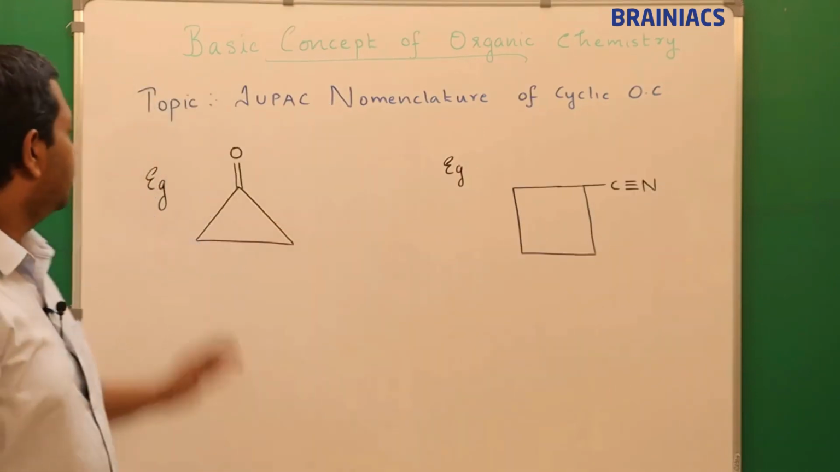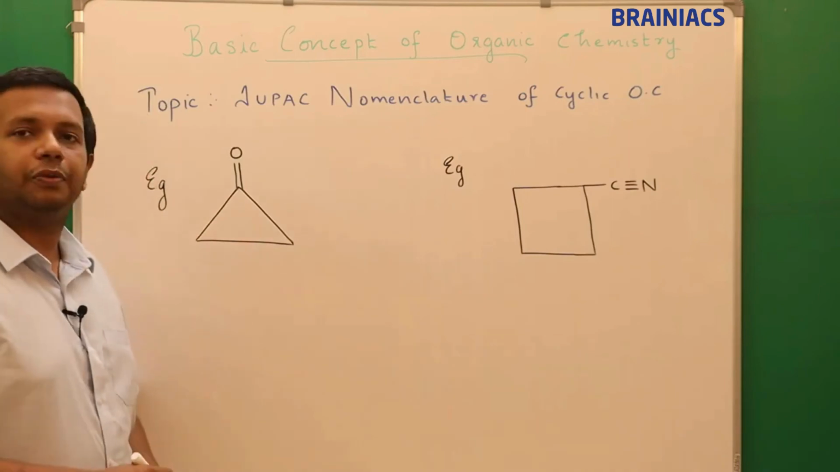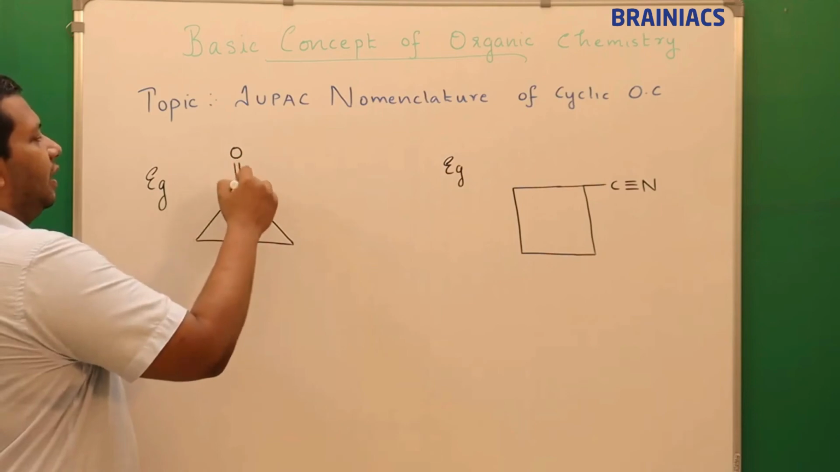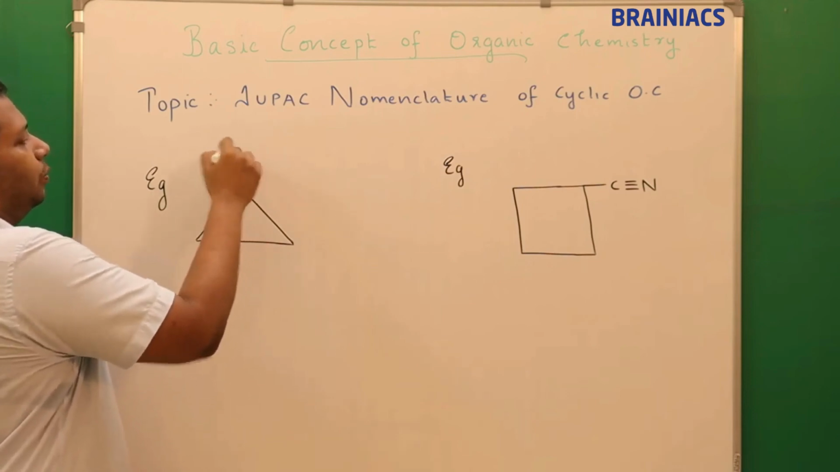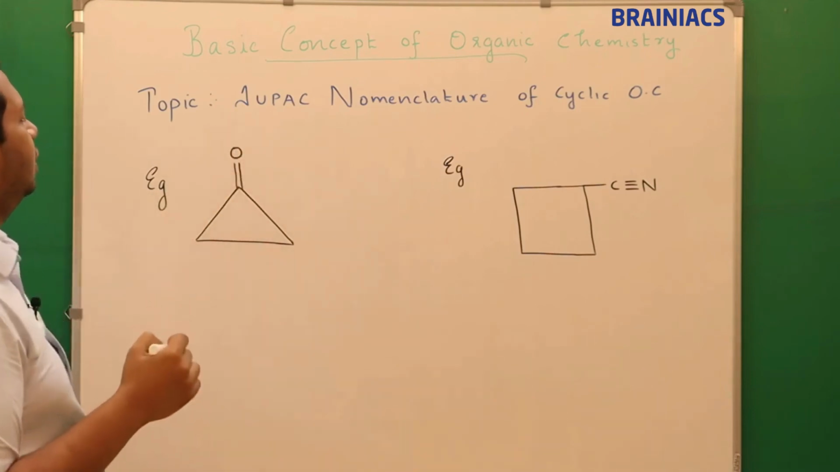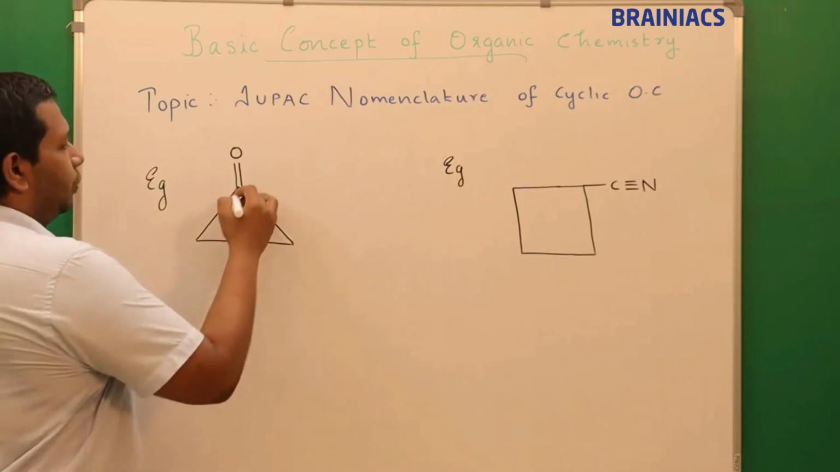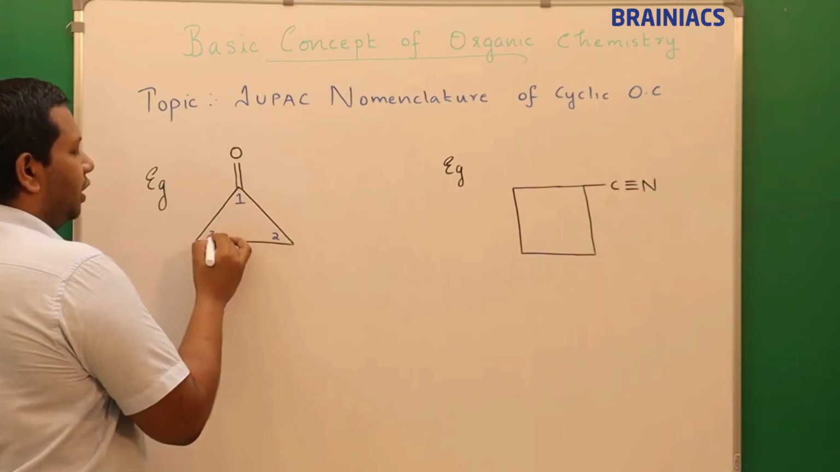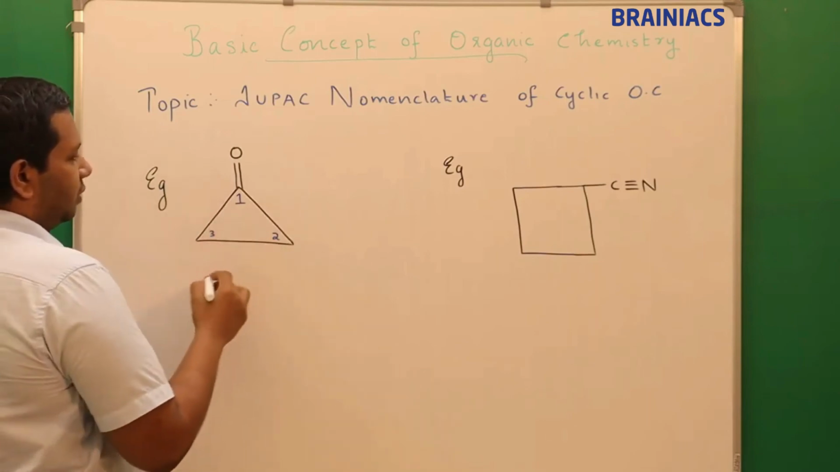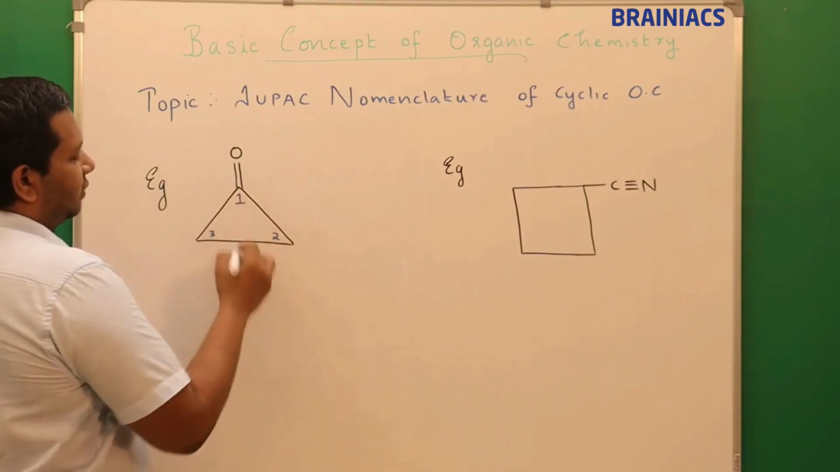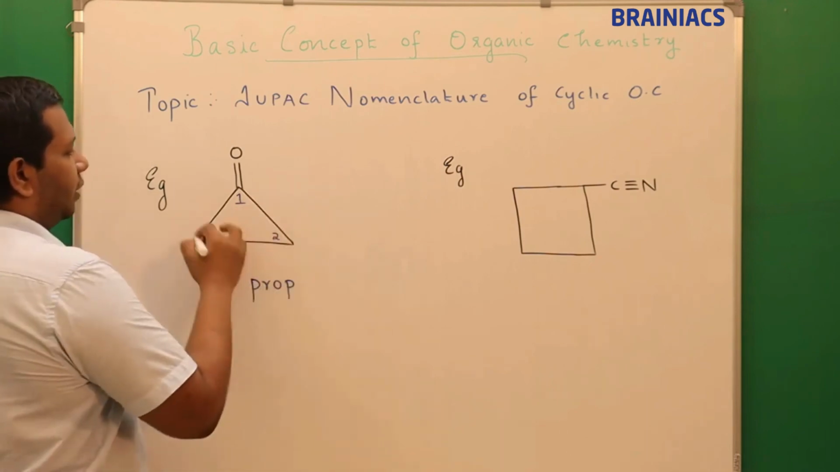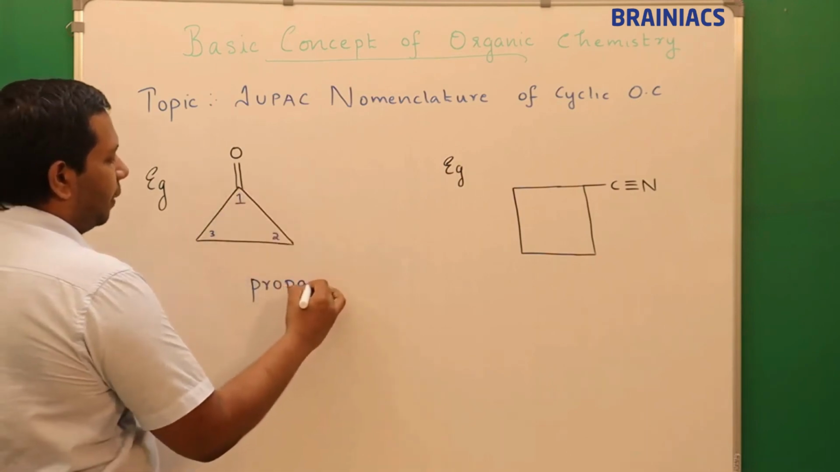Very simple. So you have the next example in front of you. Here I could see there is a ketone group connected here. So we know that when keto group is there, that should get the lowest priority. So it should be 1, 2, 3. So how to name this? The parent chain has 3 carbon atoms, so I will put prop. All are connected with single bond, so I can write propan.